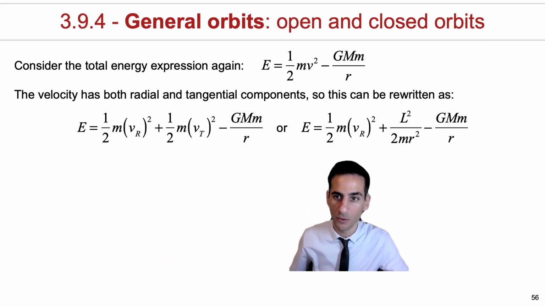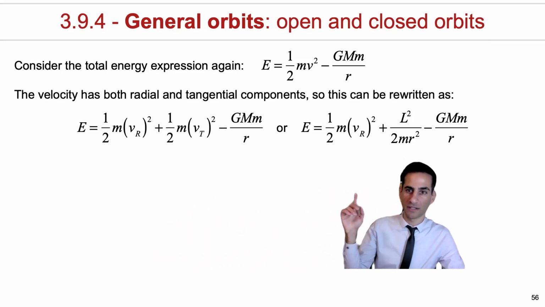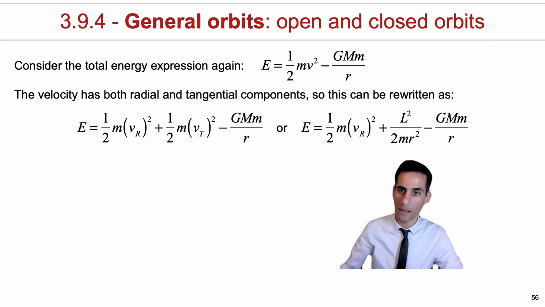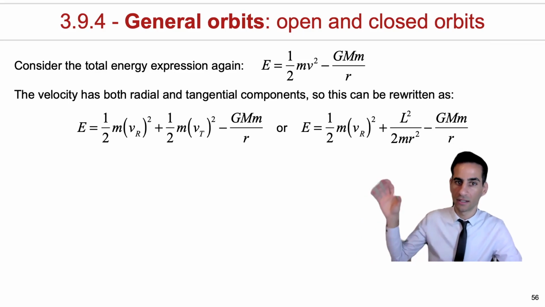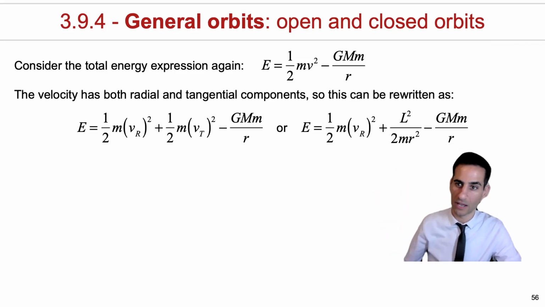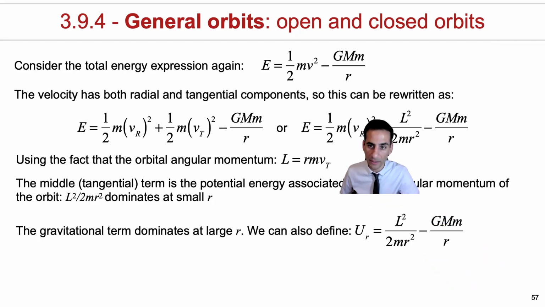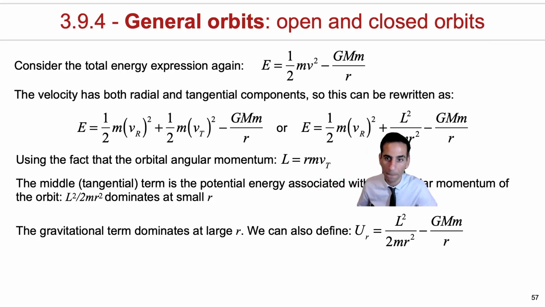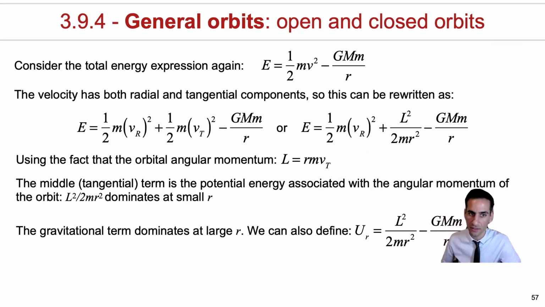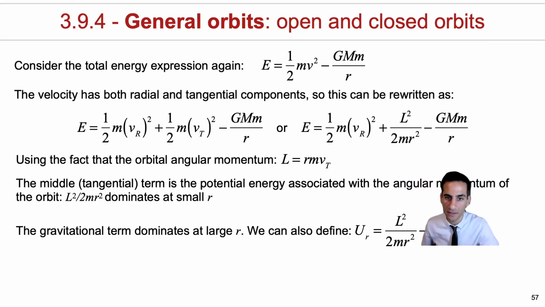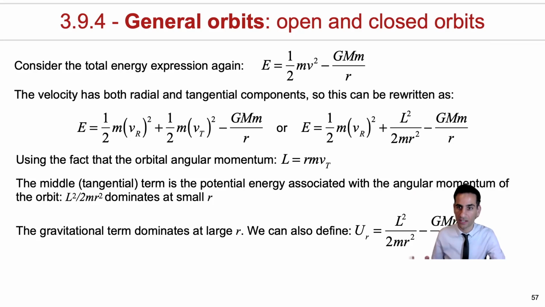What this allows you to do is to also re-express the tangential component. So we're keeping the radial component in the normal form, and we're re-expressing the tangential component in terms of angular momentum. We can do this by recognizing that the orbital angular momentum will just be given by r times m times the tangential velocity. And an important consideration is that this middle term that you can see here is the potential energy that is associated essentially with the angular momentum of the orbit.